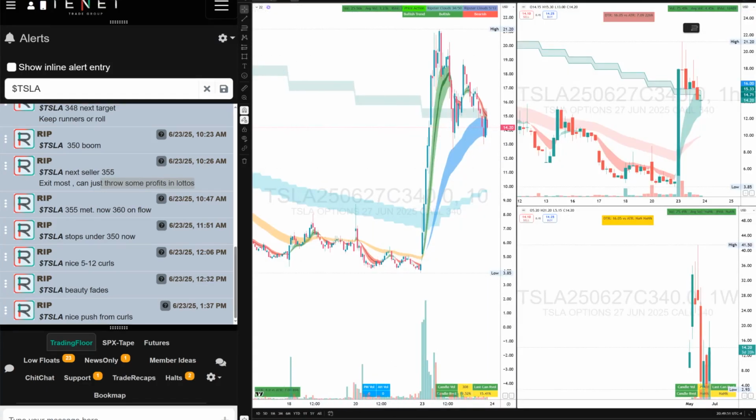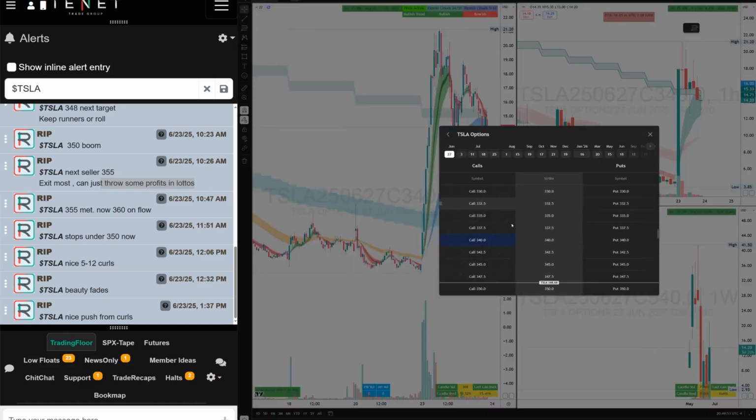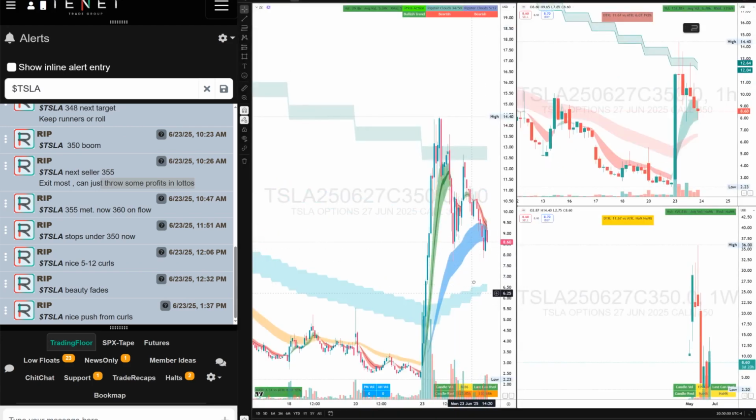You made 3 grand or 2,500. Then next you just roll your options. You dump the next options into maybe 350s, right? You take that and you put it in the 350s.